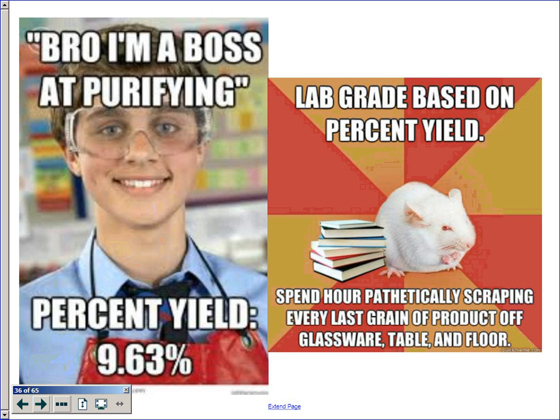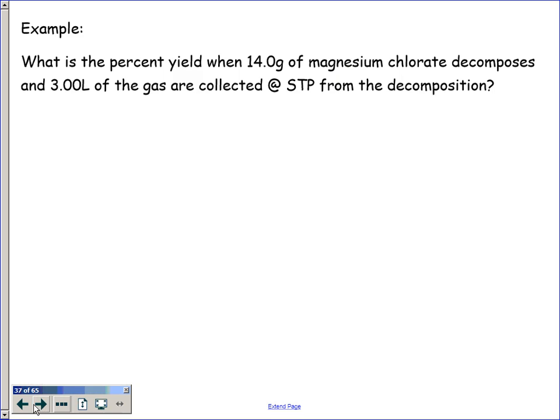Okay, so let's do one problem with this. It's on you. I think you can do this. Write down the givens that you can start with. Think about maybe what you need to find to get percent yield.